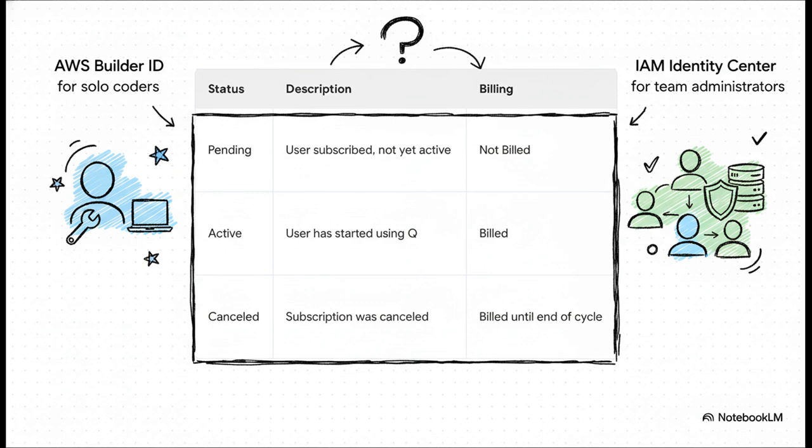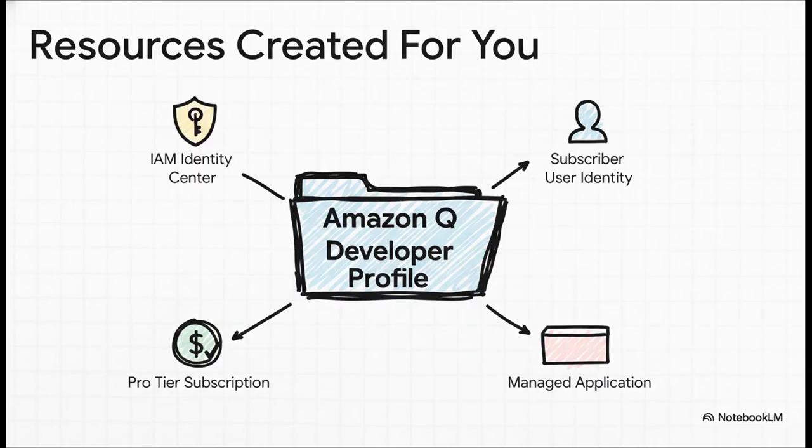It's also kind of cool to peek behind the curtain and see what AWS is doing for you. When you subscribe a team member, AWS just automatically creates a bunch of key resources. You don't have to worry about them too much, but the most important one to know is the Amazon Q developer profile. Think of this as the container that holds all your team settings and customizations. It's the central nervous system for your team's Q experience.